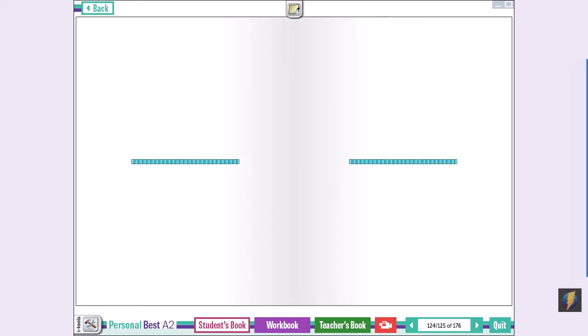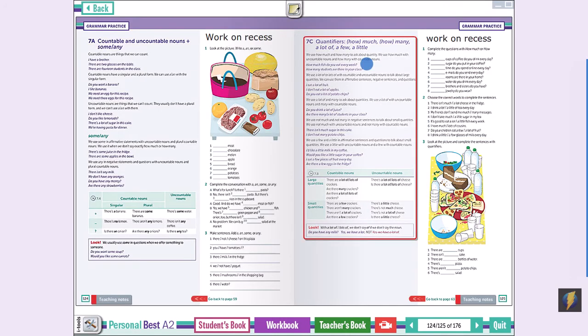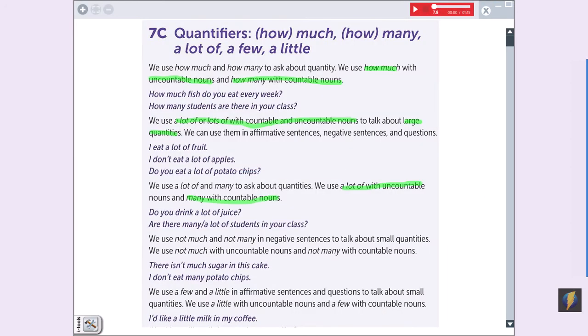Now we're going to continue, and then we're going to see these quantifiers. Okay, quantifiers are, for example, how much, how many, a lot of, a few, a lot. So we use how much and how many for questions. Like, for example, how many brothers do you have? Or how much money do you have?